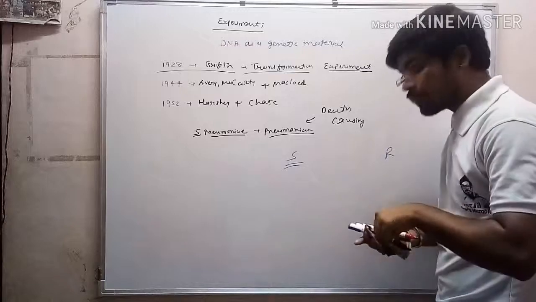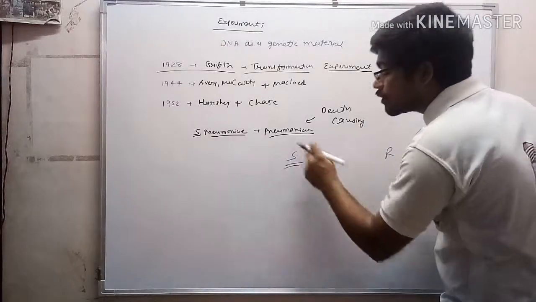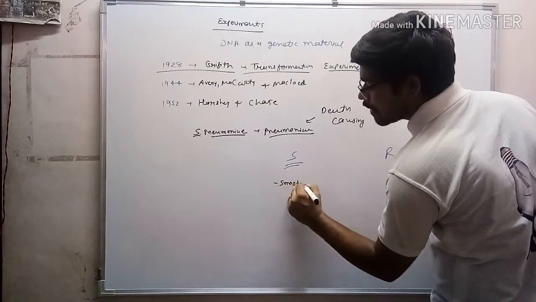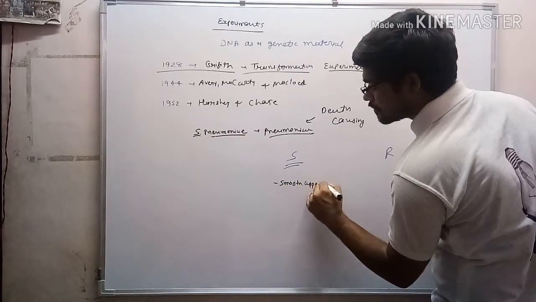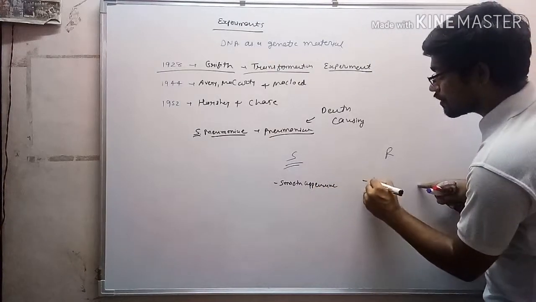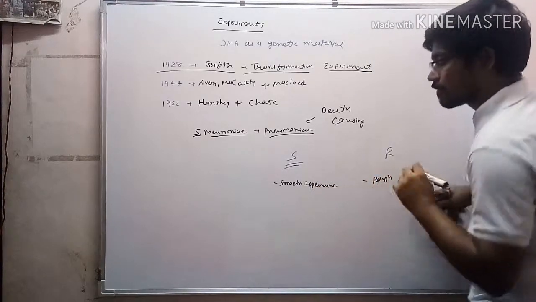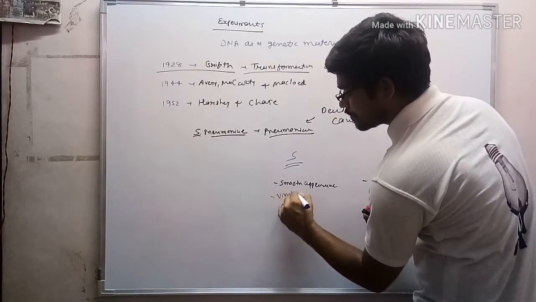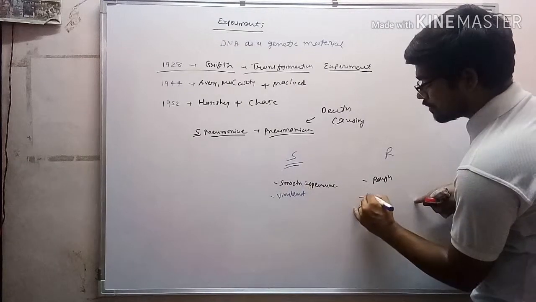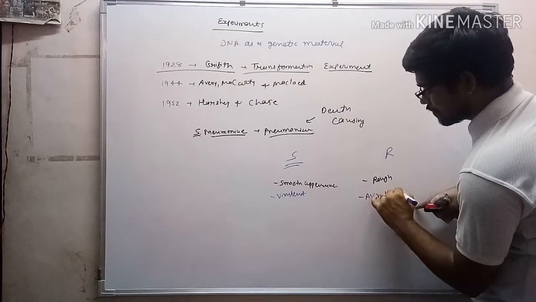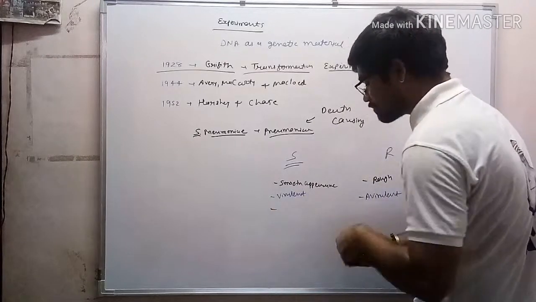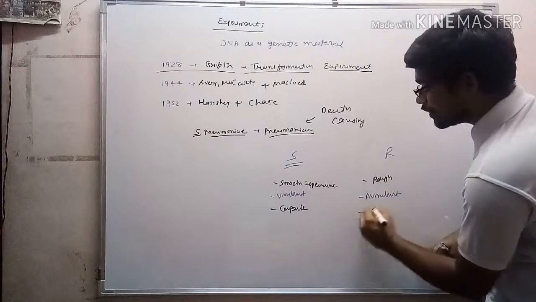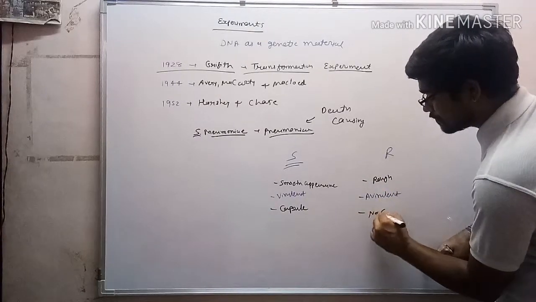The S is named for its cultural characteristic, because when it grows in nutrient medium, it gives a smooth appearance, while R gives a rough appearance. The S strain is a virulent type of strain, while R is avirulent. S contains a polysaccharide capsule, while the R strain does not contain any capsule.